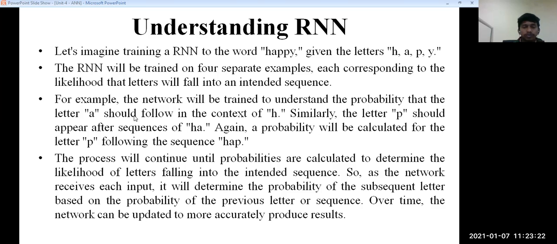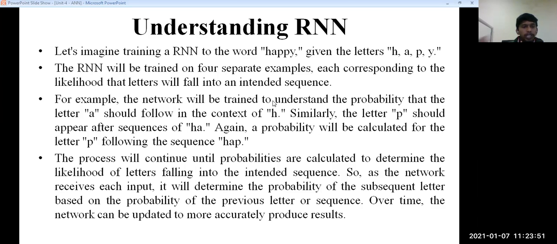So for example, the network will be trained to understand the probability that the letter A should follow in the context of H. According to the output here, the output is the word happy, which is in the order of H, then A, then P, P, and Y. Initially it will be trying to identify the letter H, and once H is identified, it will try to check the probability of occurrence of A immediately after H.